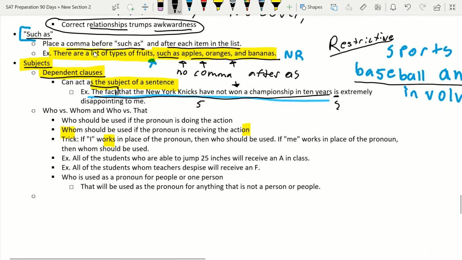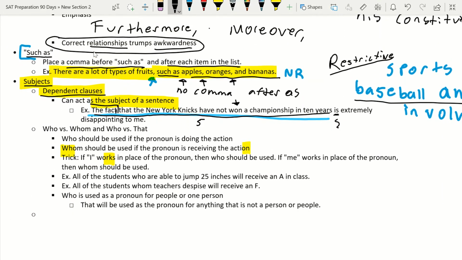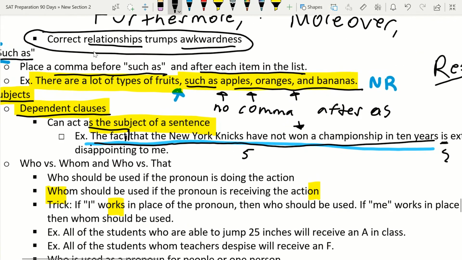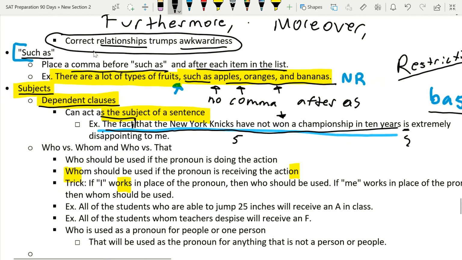All right, another way that you can think of this with such as, just one quick note to add, is that if we said there are a lot of types of fruits, that is something that could stand alone as its own sentence. Therefore, such as apples, oranges, and bananas is technically non-essential, so we would want to have that comma before it anyway. So that's another gentle reminder you could use as to when to have that comma there.